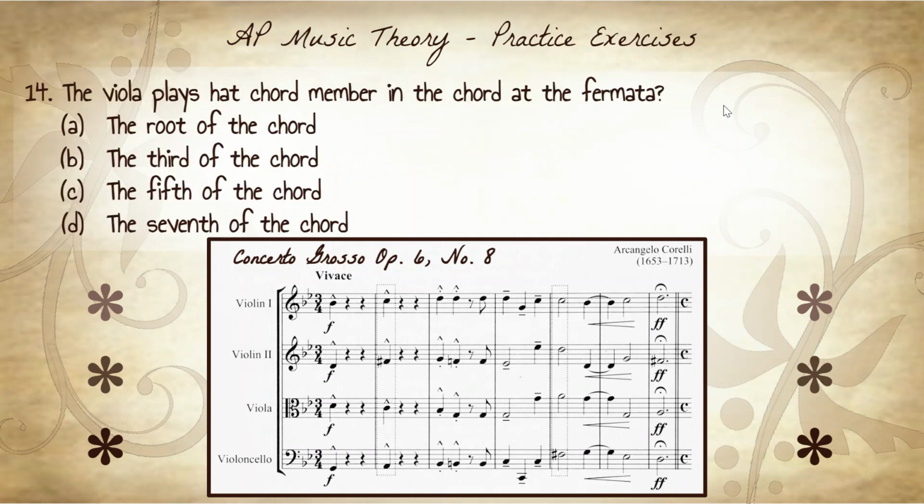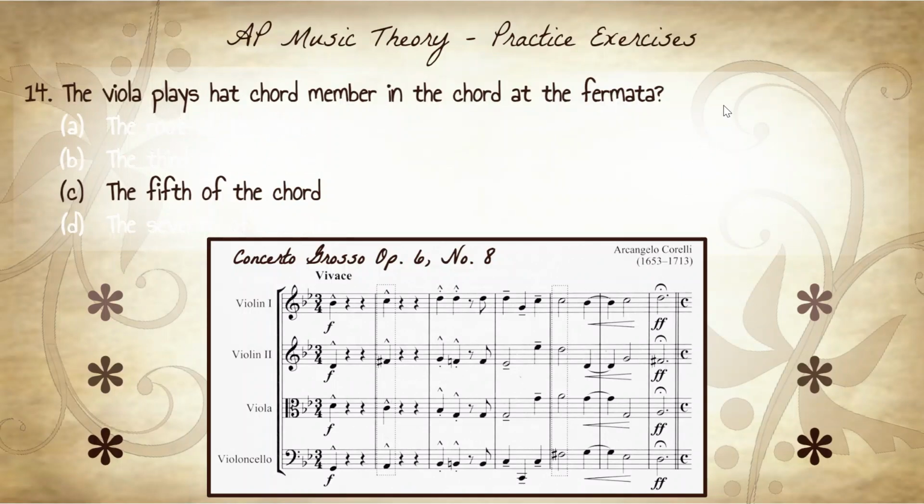Question 14. The viola plays what chord member in the chord at the fermata? A, the root of the chord, B, the third of the chord, C, the fifth of the chord, or D, the seventh of the chord. The correct answer is C. The viola is playing A, the fifth of the chord.